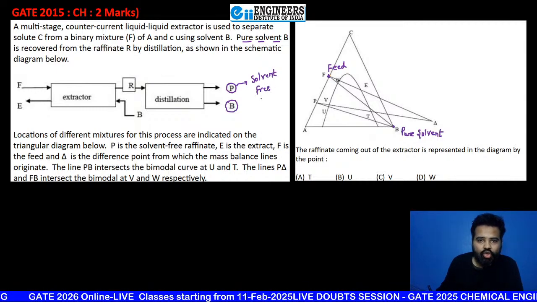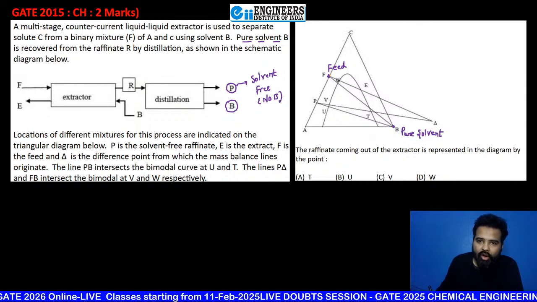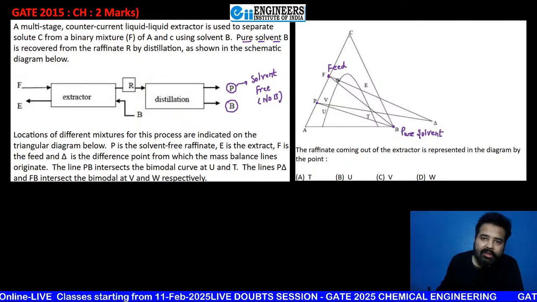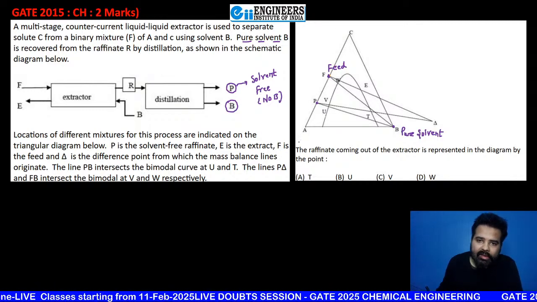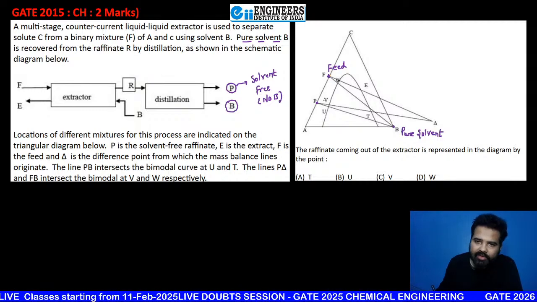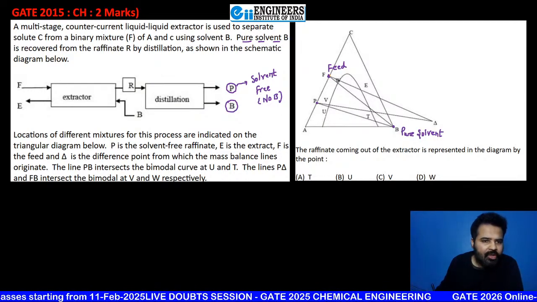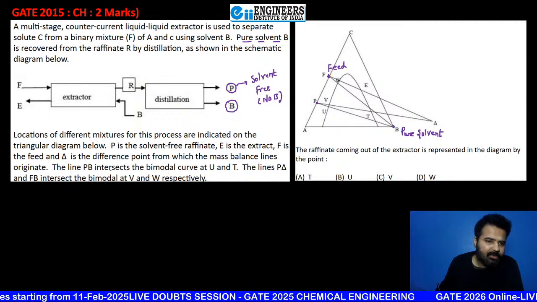Solvent free means what? No B. No B is there, only in this line no B is there. So you can see P is here, clearly mentioned. So you can see it is on the AC line, so on the AC line this B is 0. Okay, no problem. Same thing is indicated on the diagram. No need to worry. Delta is the difference point from which the mass balance lines originate.